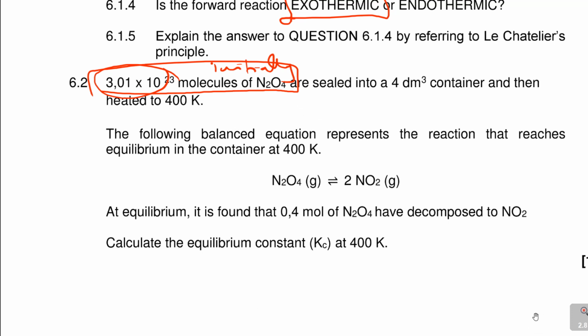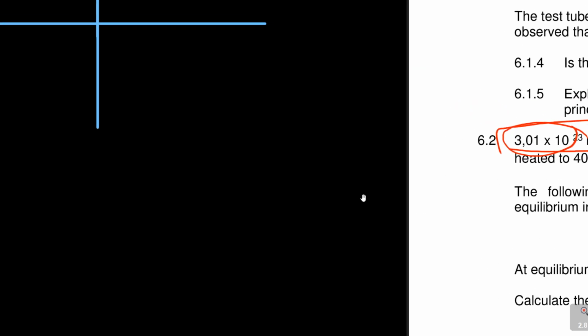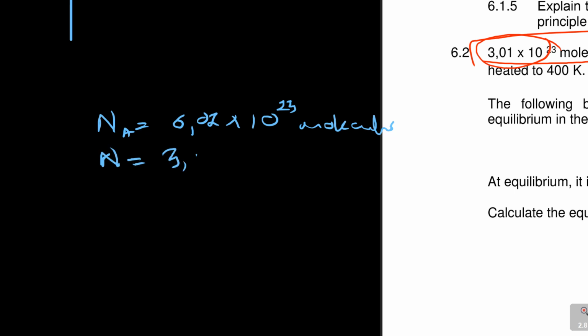Just go to your formulas and identify this in your data sheet. What does it say here? There's this one where you're given the Avogadro number. Remember the Avogadro, Na, is equal to what? 6.02 times 10 to the power 23. These are molecules or atoms, whatever. And then they gave us their N, which is 3.01 times 10 to the power 23.